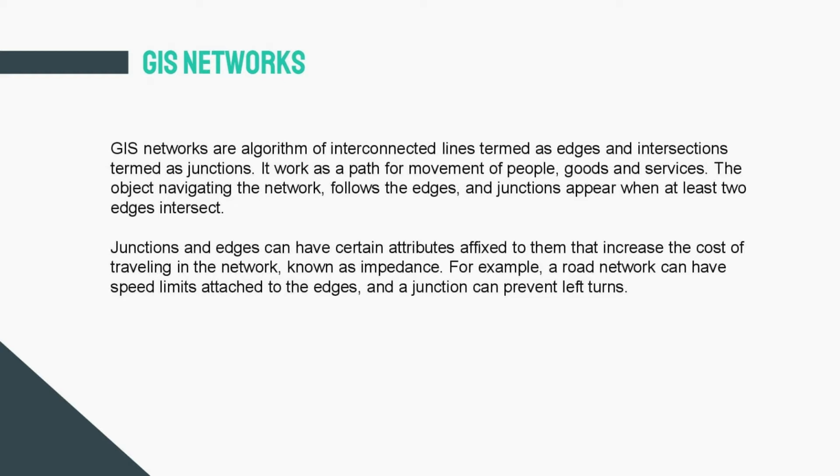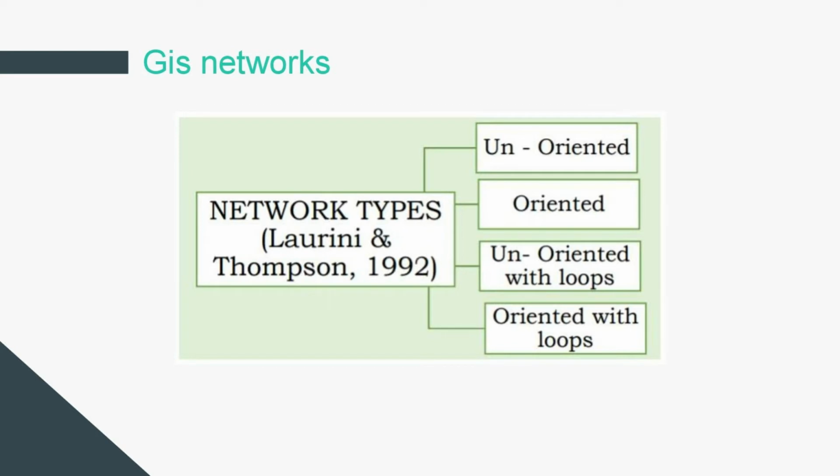Junctions and edges can have certain attributes affixed to them that increase the cost of traveling the network, known as impedance. For example, a road network can have speed limits attached to the edges, and the junction can prevent left or right turns. Laurini and Thomson identified the following types of networks, such as oriented and unoriented network types with or without loops. Rivers flow in the direction of downfield. It is the best example of an oriented network.